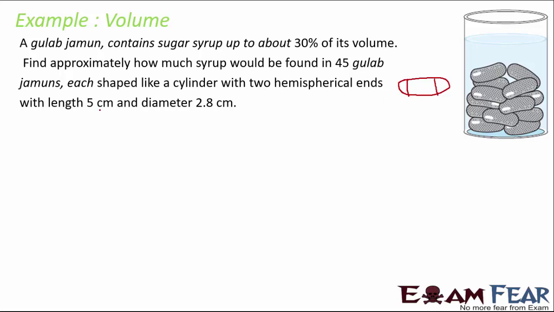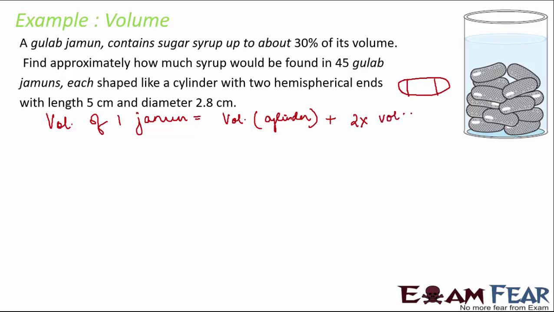Right? So let us first try to calculate the volume of one gulab jamun. Because if we are able to find that, then by multiplying that with 45, we will be able to find out the volume of 45 gulab jamuns. So volume of one gulab jamun would be equal to volume of the cylinder plus 2 times volume of the hemispheres. Because in case of volume, you remember, you just need to add up. That's it. Volume of cylinder plus 2 times volume of hemisphere.